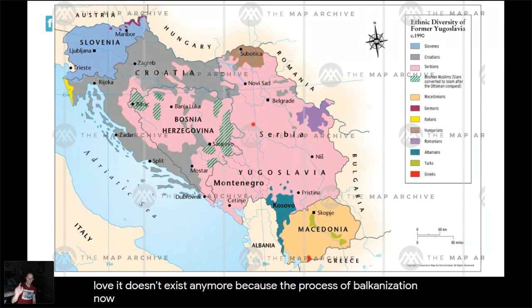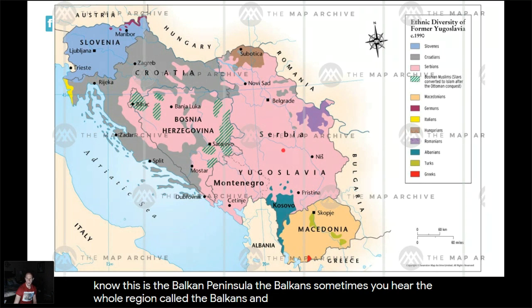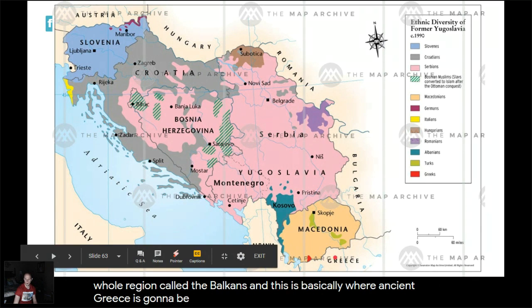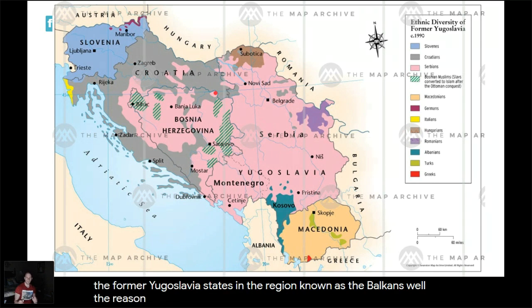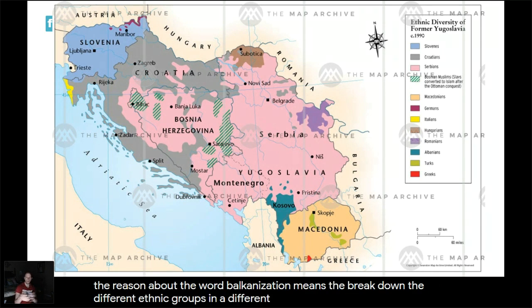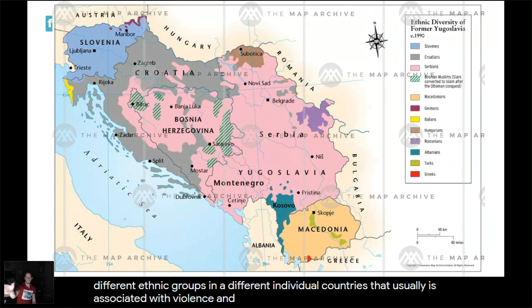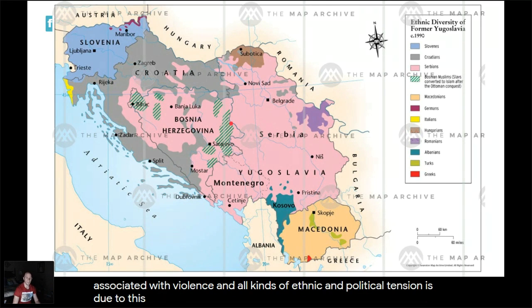This is the Balkan Peninsula, the Balkans. Sometimes you hear the whole region called the Balkans. This is basically where ancient Greece is. So you've got Greece down here, Macedonia, and then the former Yugoslav states in the region known as the Balkans. The word Balkanization means the breakdown of different ethnic groups into different individual countries, usually associated with violence and all kinds of ethnic and political tension, due to this region consistently being a powder keg in Europe.